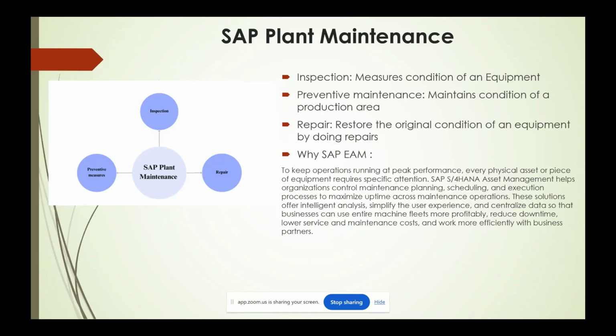The difference between preventive measures and repair is that the measures which you take to maintain the original condition of the equipment are called preventive measures, and the measures which you take to restore the original condition of an equipment are called repair. So the only difference is restore. Here you are restoring the condition. Here you are just maintaining the condition. And inspection is just monitoring the condition of the equipment. That way you can answer.